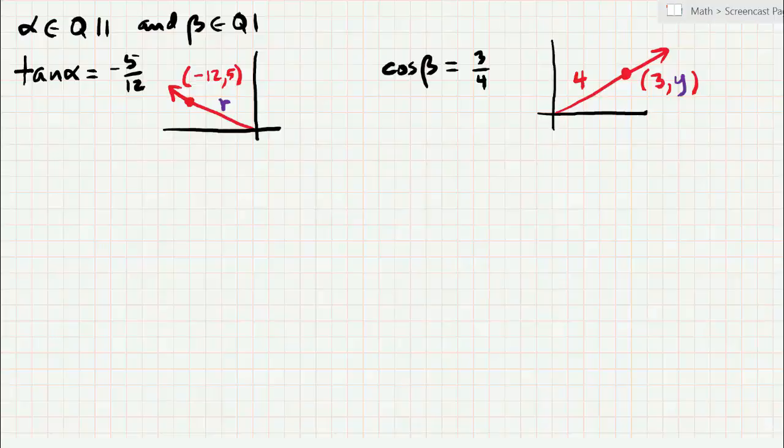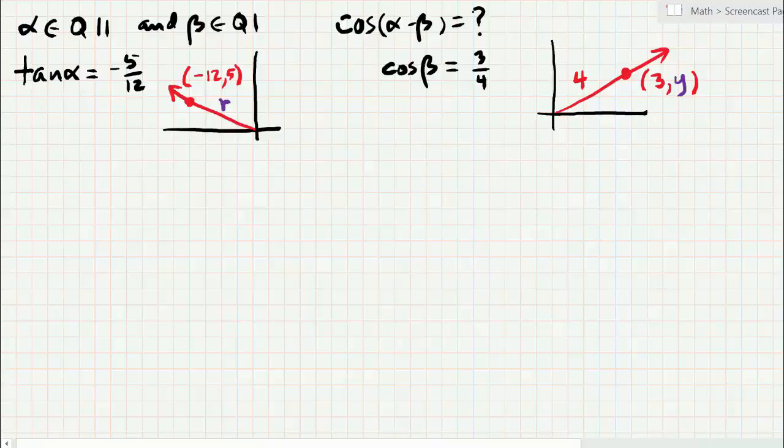We're also told that beta is in quadrant 1 with a cosine value of 3/4. So I've drawn a picture of quadrant 1 with an angle that has a cosine value of 3/4. We don't know what the y-coordinate is. And again, our ultimate goal is to figure out what cosine of alpha minus beta is equal to. That's our ultimate goal with this problem.